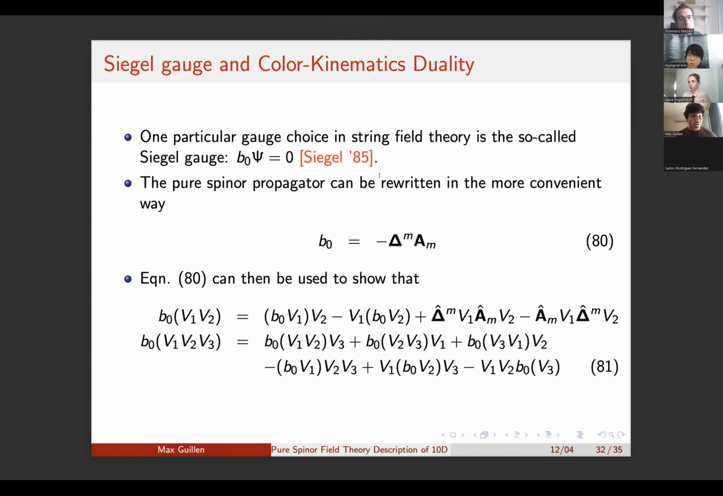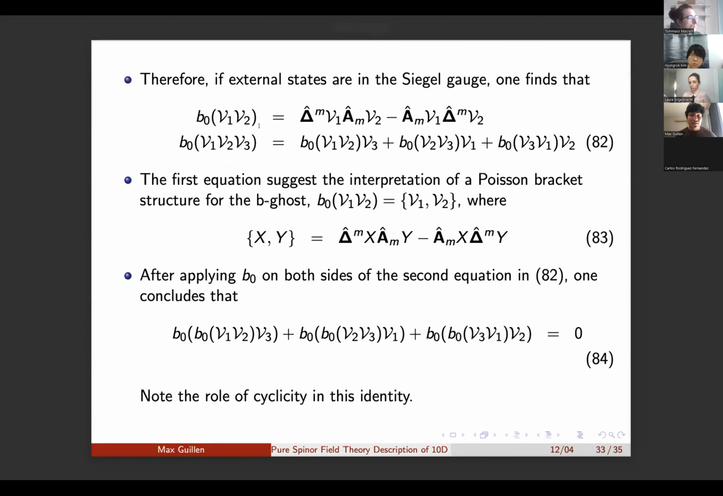So now I'm going to talk about the Siegel gauge. So the Siegel gauge is basically given by this expression, the b ghost must kill psi, okay, in this way. But the b ghost can be written in a simple way in the pure spinor superspace as depicted in this expression 80, okay? So if we use this expression here, acting on these vertex operators, we find these equations 81. So this is the general form for the action of the b ghost acting on vertex operators. So now if we impose the Siegel gauge condition, we basically find this algebra structure here in 82. So if we define this bracket, for instance, x, y, like in 83, the action of the b ghost here on 2 vertex operators can be seen as a Poisson bracket.